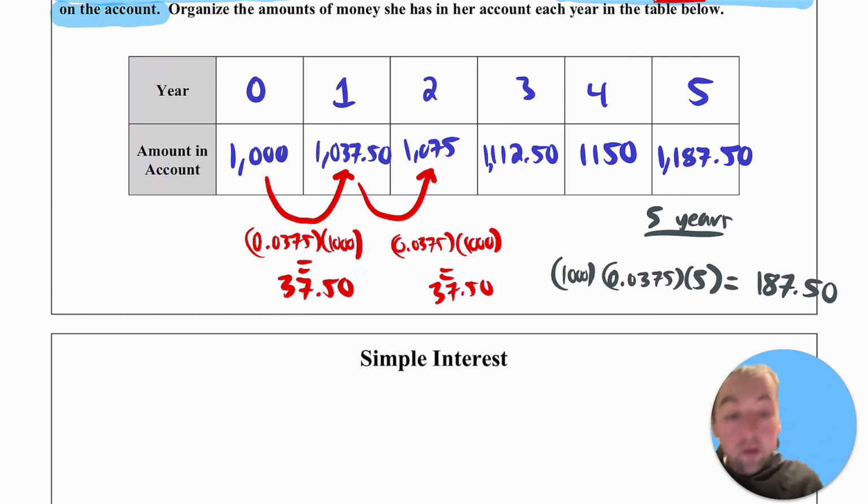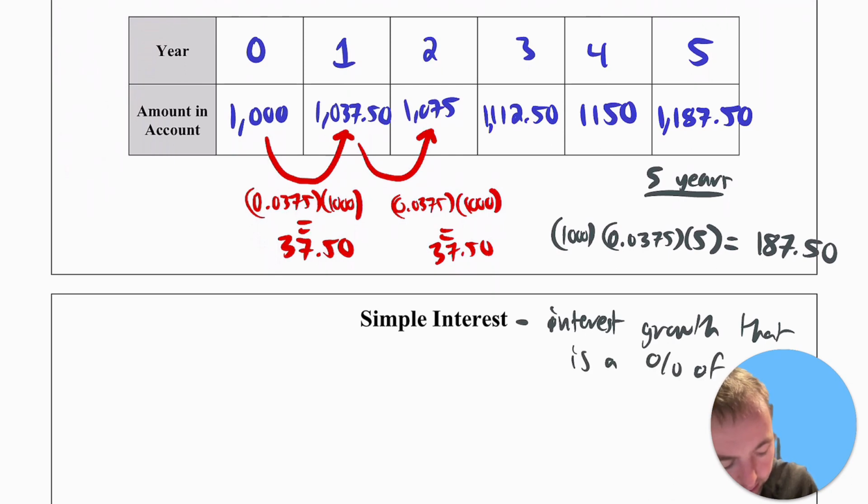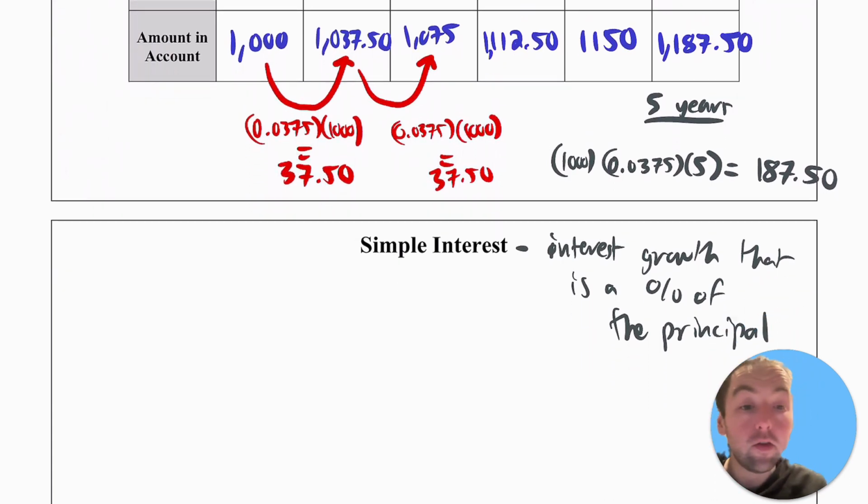So basically, what you have to understand about simple interest is that it is interest growth that is a percentage of the principal. And by principal, we mean the initial amount that is in the account, and I'll define that in just a little bit.